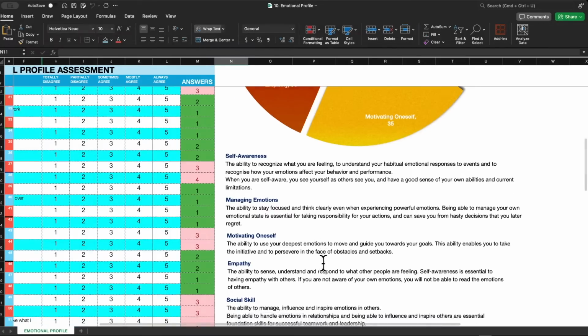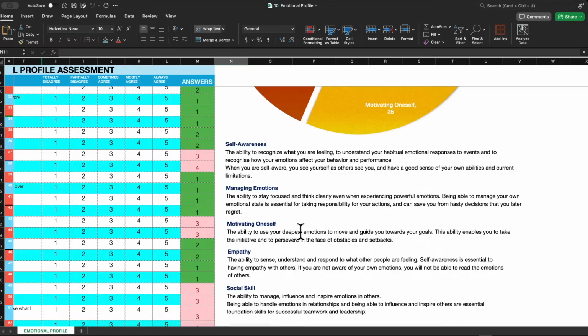Yes. Third one, motivating oneself. This is like a $1 billion industry. So many motivational books written by so many good people. What does it come down to here from this simple test? The ability to use your deepest emotions to move and to guide you towards your goal. So there is a motivating factor, something that is motile, something that is making you move.